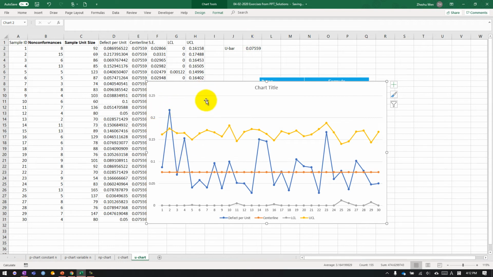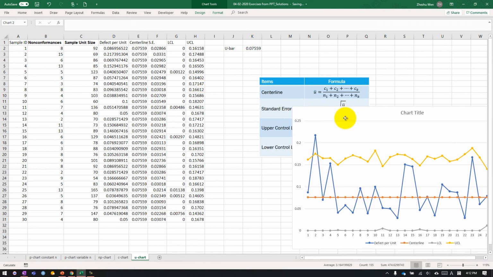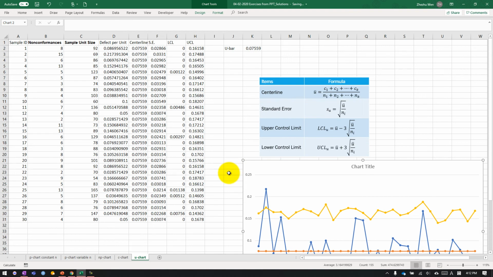That concludes every demonstration we need for this last component. You just need to be careful to determine what type of chart it follows, and then apply the right rules to calculate the center line and the upper and lower control limits.